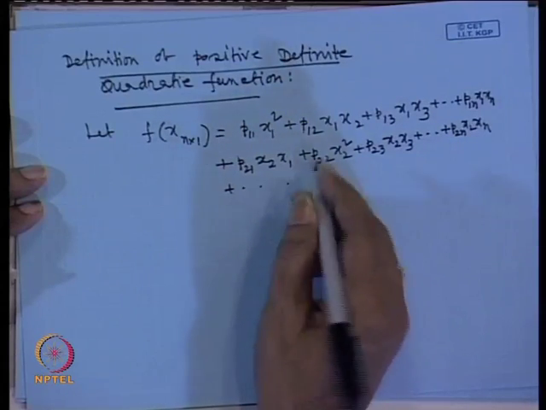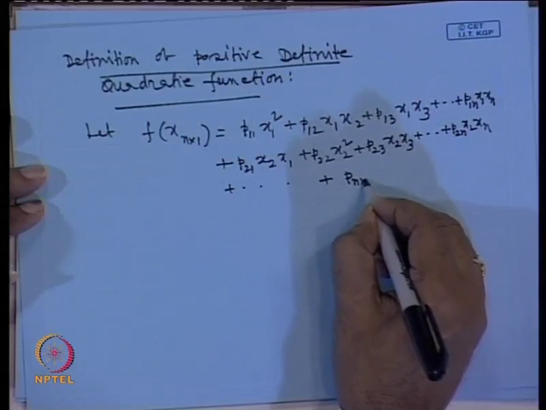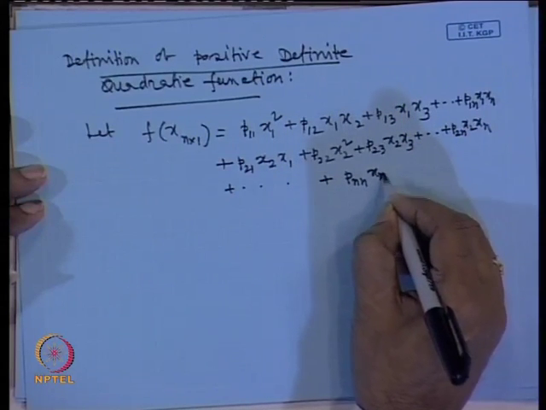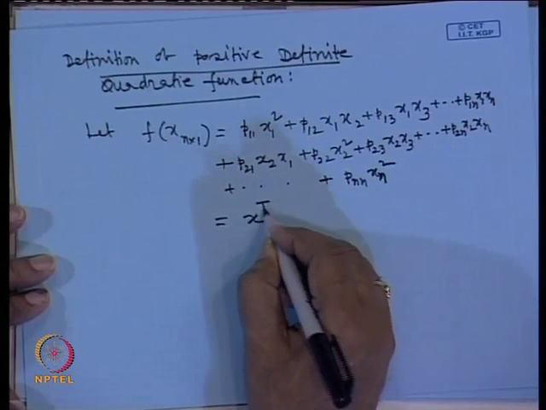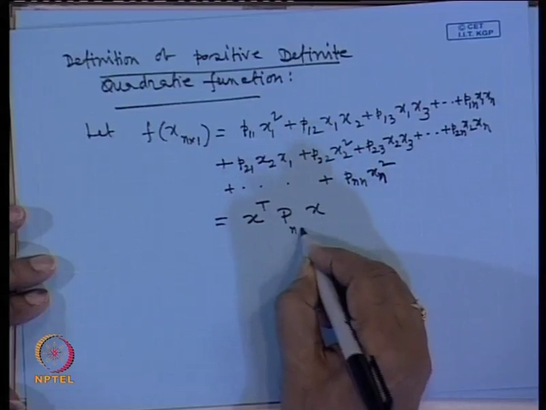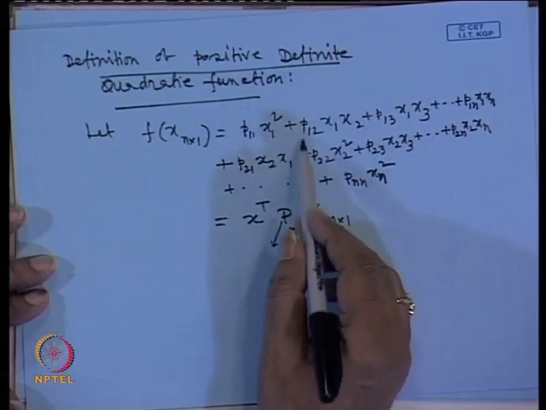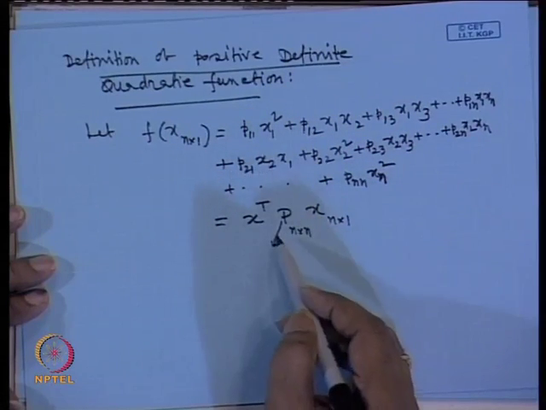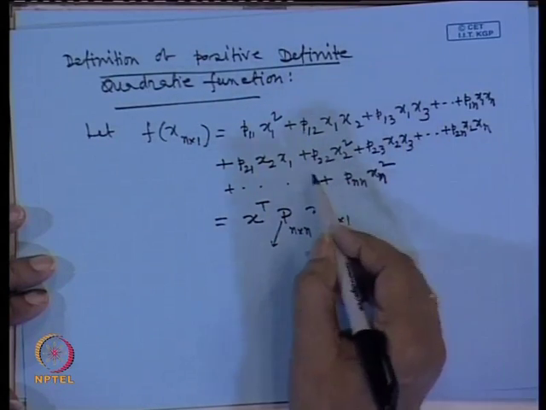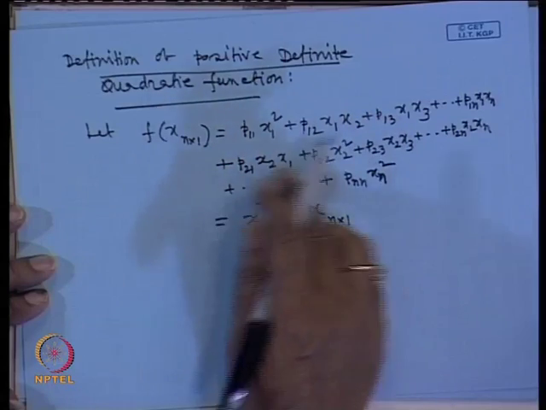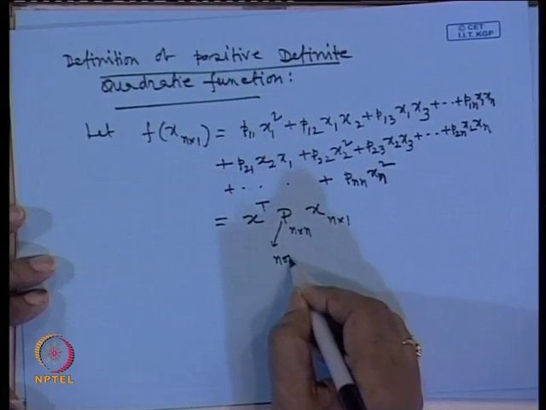And in this way, if you consider all these things, the last term of this will be p n n x n square, which we can write in matrix and vector form. This is the matrix and vector form. This dimension is n cross n and this dimension is n cross 1, where P is, see clearly, P 1 2 and P 2 1 are not the same, so it is not a symmetric matrix. Similarly P 1 3 and P 3 1 are not the same quantity. So, you will get a non-symmetric matrix.